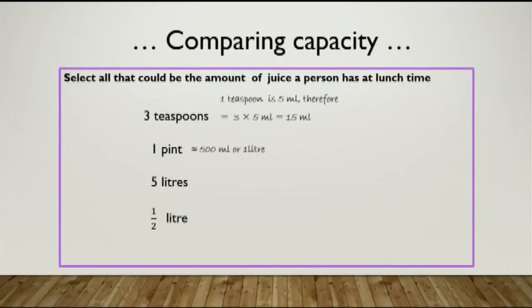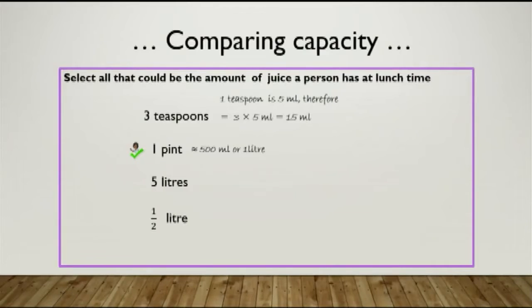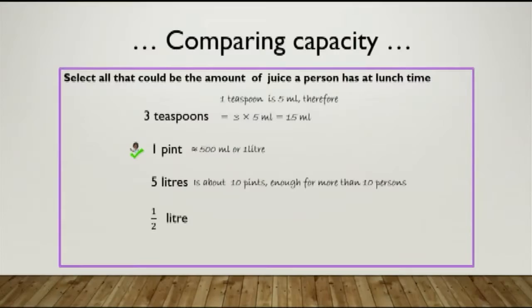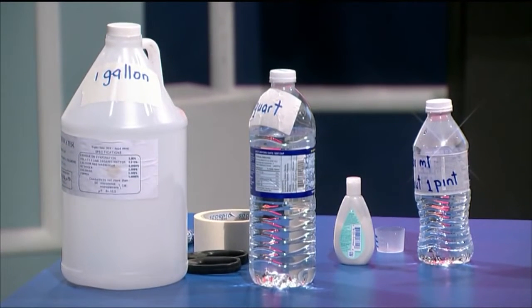1 pint. 1 pint is approximately 500 milliliters, or half a liter. That's about this. This is about a pint. Would you have this? Yes, so that is a correct answer. Good job. 5 liters. 5 liters is a lot. 5 liters would be 5 of this. You would have that for lunch? All right, so that's not a correct answer. It's about 10 pints, maybe for about 10 persons. Half a liter. Half a liter is slightly less than 1 pint. Yes, so we could have that for lunch, which is the bottle I showed you earlier, the smaller bottle.